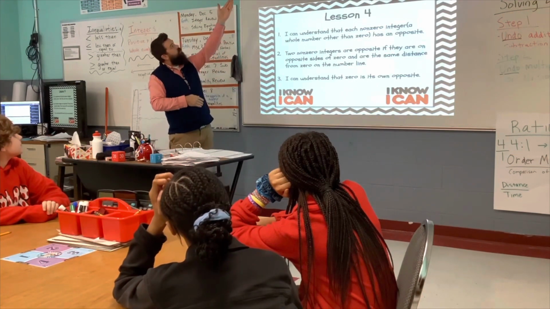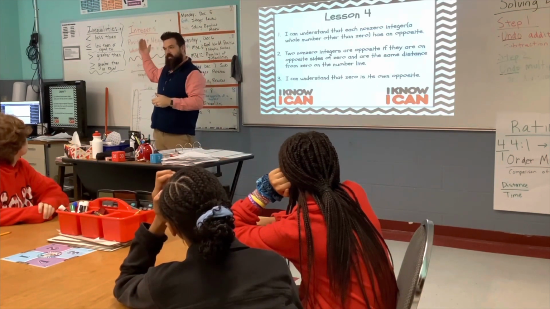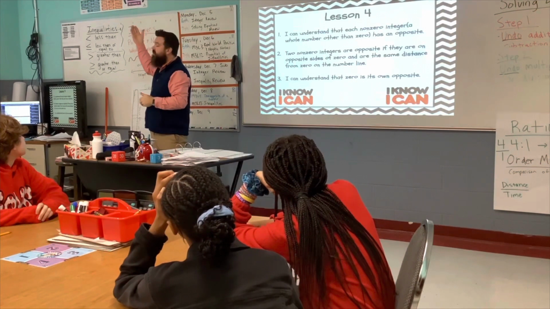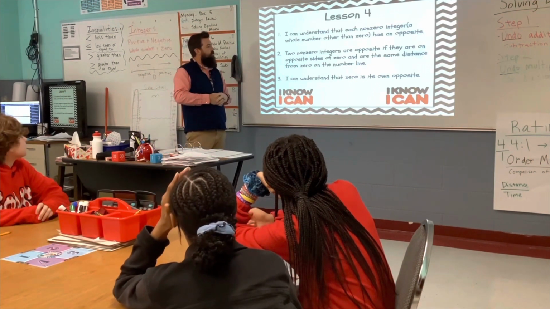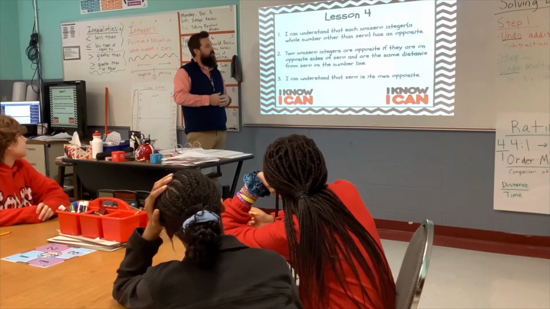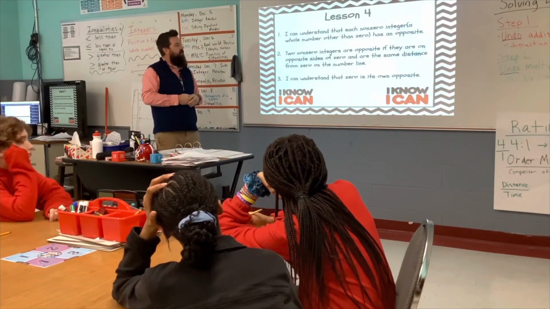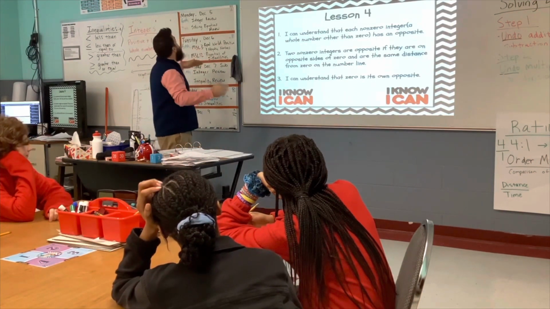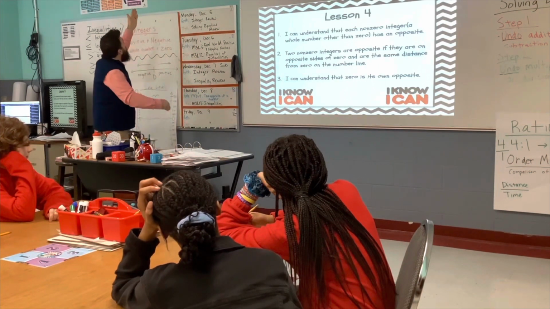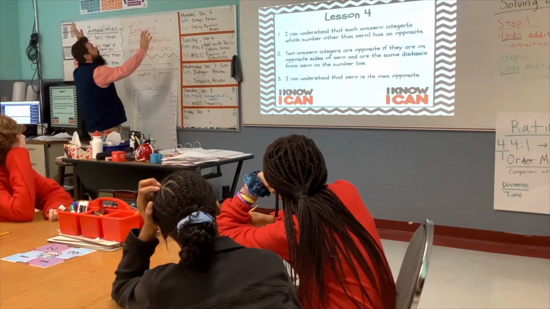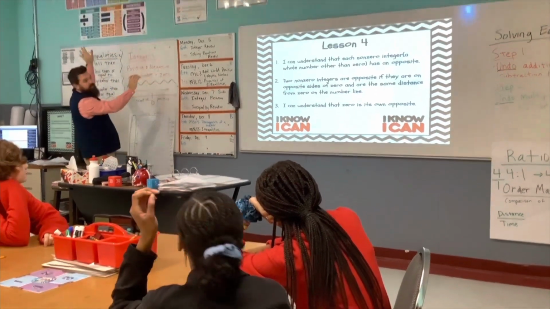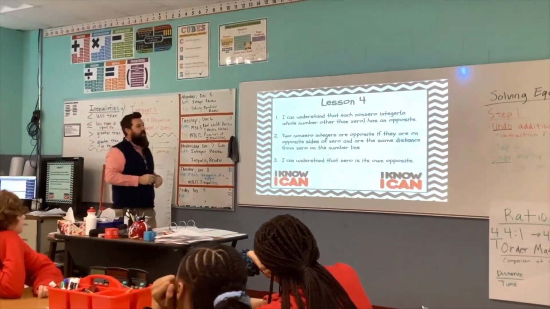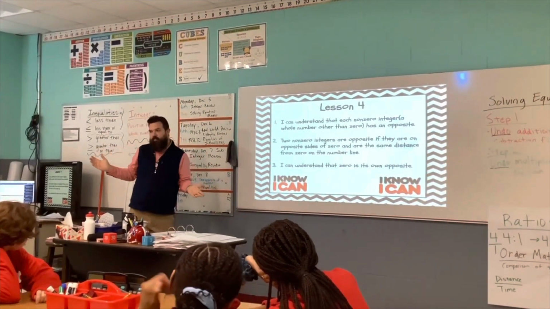So if it is 21, it has an opposite, okay? Or if it's -10, it has an opposite, okay? We're also going to learn that 2 non-zero integers are opposite if they're on opposite sides of 0. So you have 0 on the number line, and they are opposite if one is on one side of 0 and the other is on the other side of 0, okay? And they are the same distance from 0 on the number line.